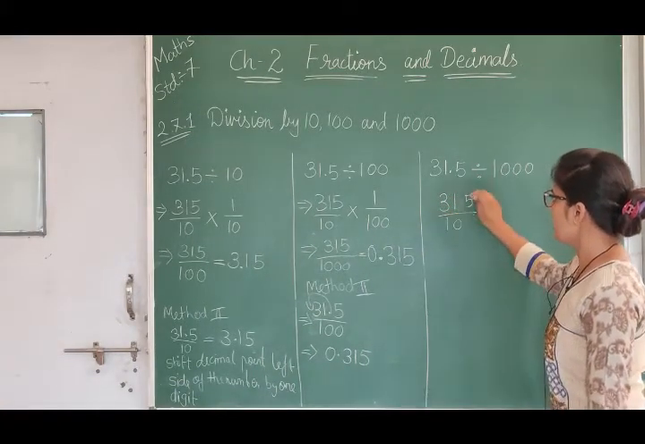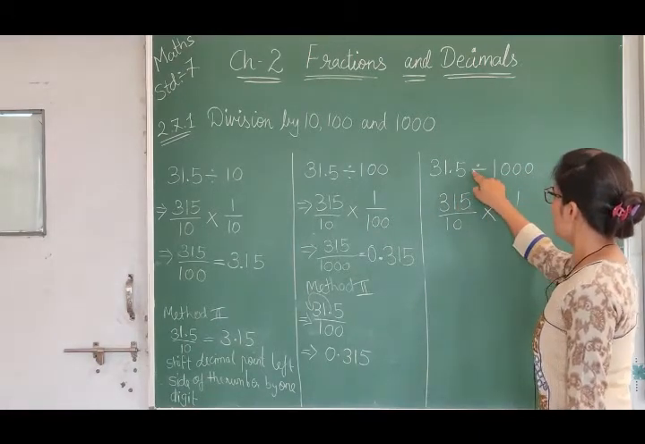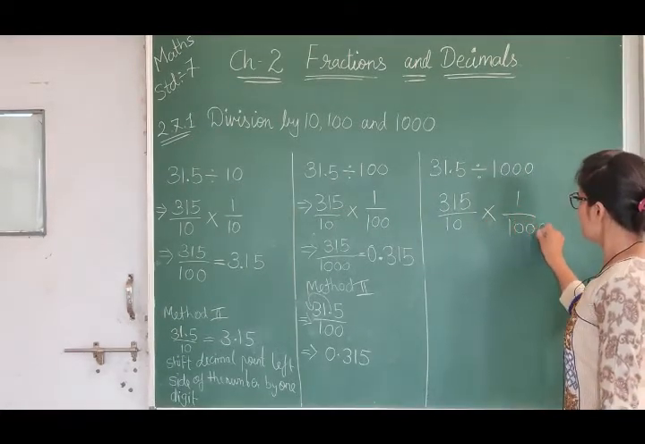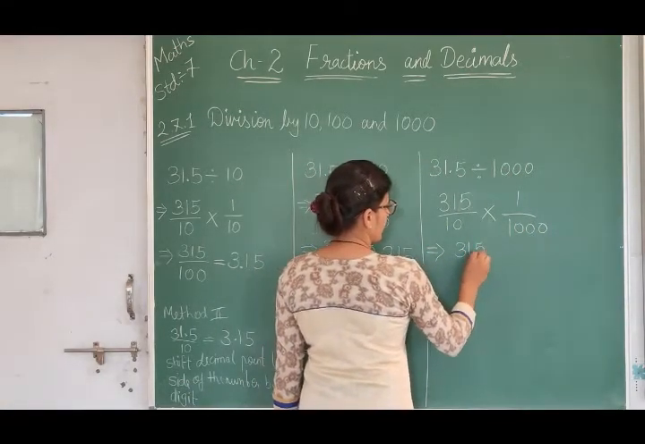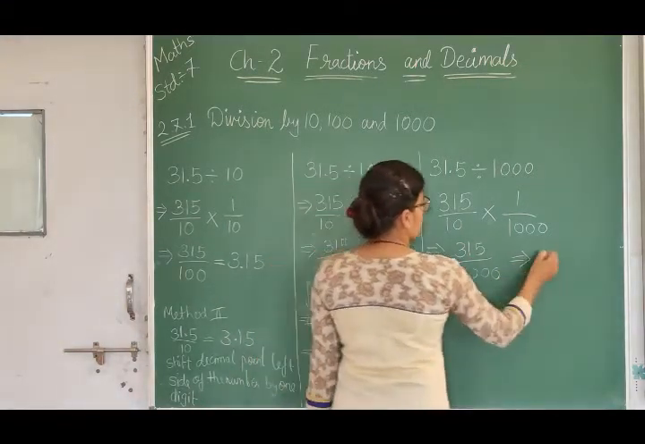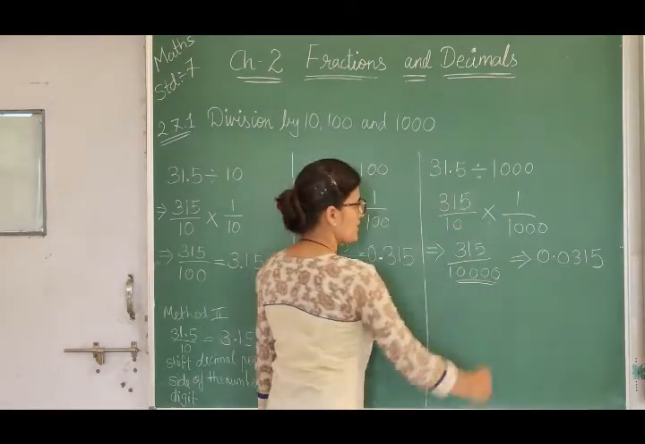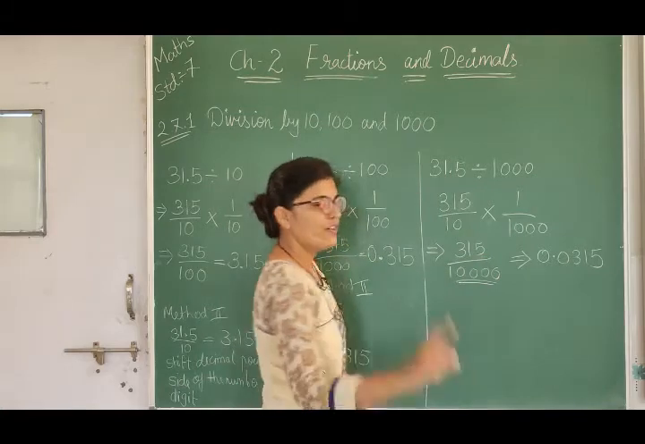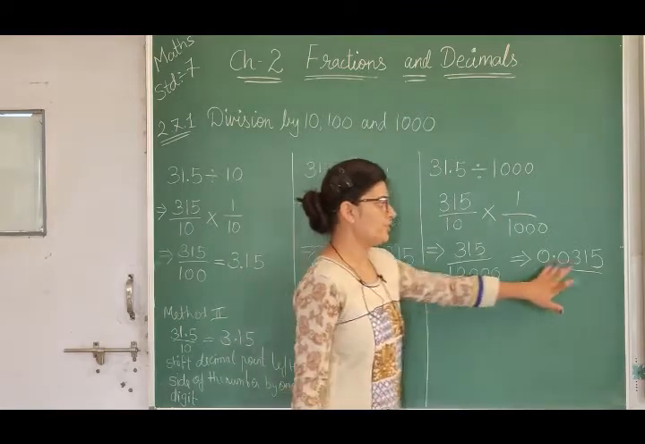Now over here 31.5 will be written as 315 by 10, multiply by 1000 means divided by 1000. So divided will be converted into multiply and it will be 1 by 1000. So what will be the answer? 315 divided by 1, 2, 3, 4. So it will be 0.0315. How? Because after the point we need 4 digits. So 315, 3 digits we already have, one more we want, that 0 I have put over here. So total 4 digits I have after the point.